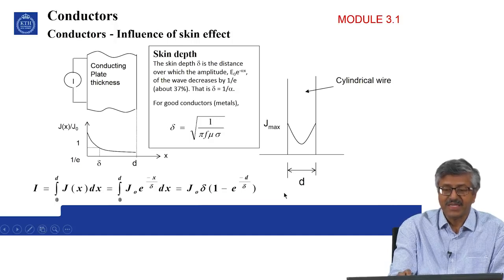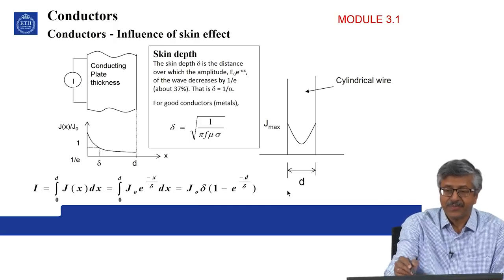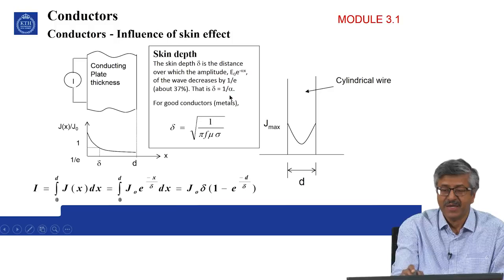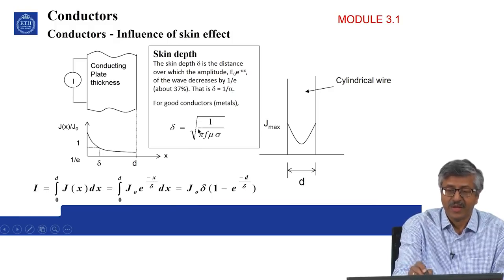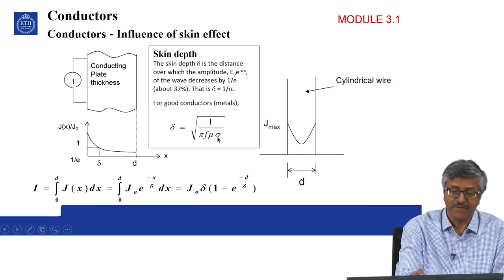If the wave amplitude is decreasing by 1/e, that is about 37%, then that distance is called the skin depth. So, if you substitute in this, you can see that skin depth is nothing but 1 by alpha, where alpha is the attenuation constant. For good conductors, skin depth is obtained as the square root of 1 by pi f mu sigma, where f is the frequency, mu is the magnetic permeability and sigma is the conductivity of that metal. So, this is the relation for skin depth.